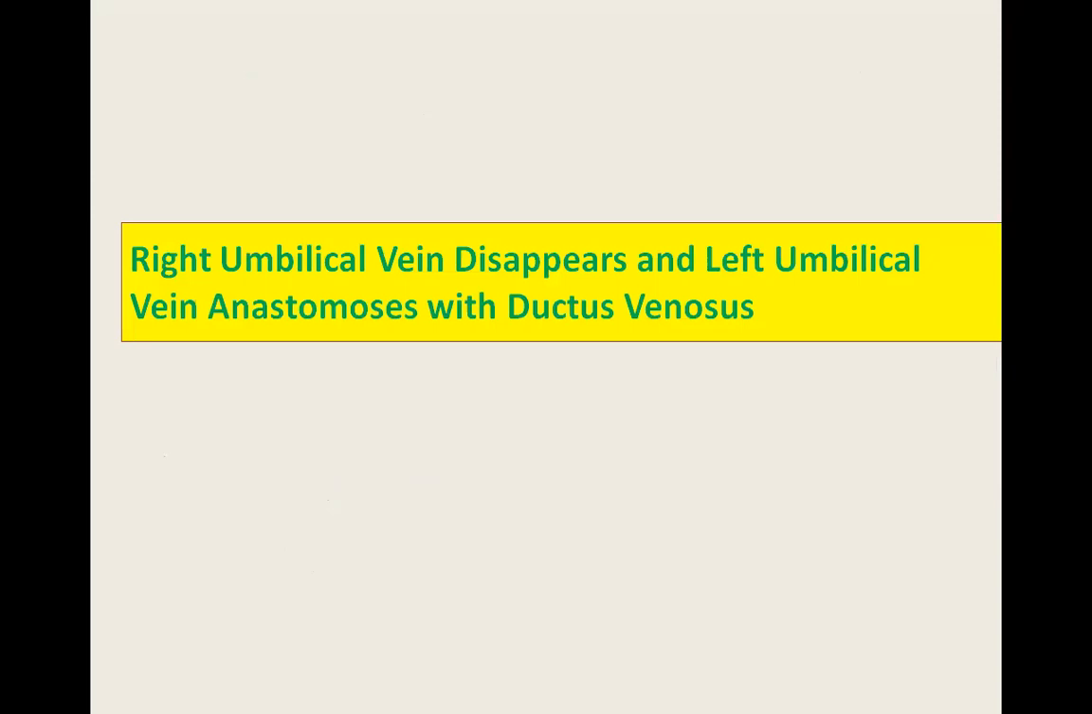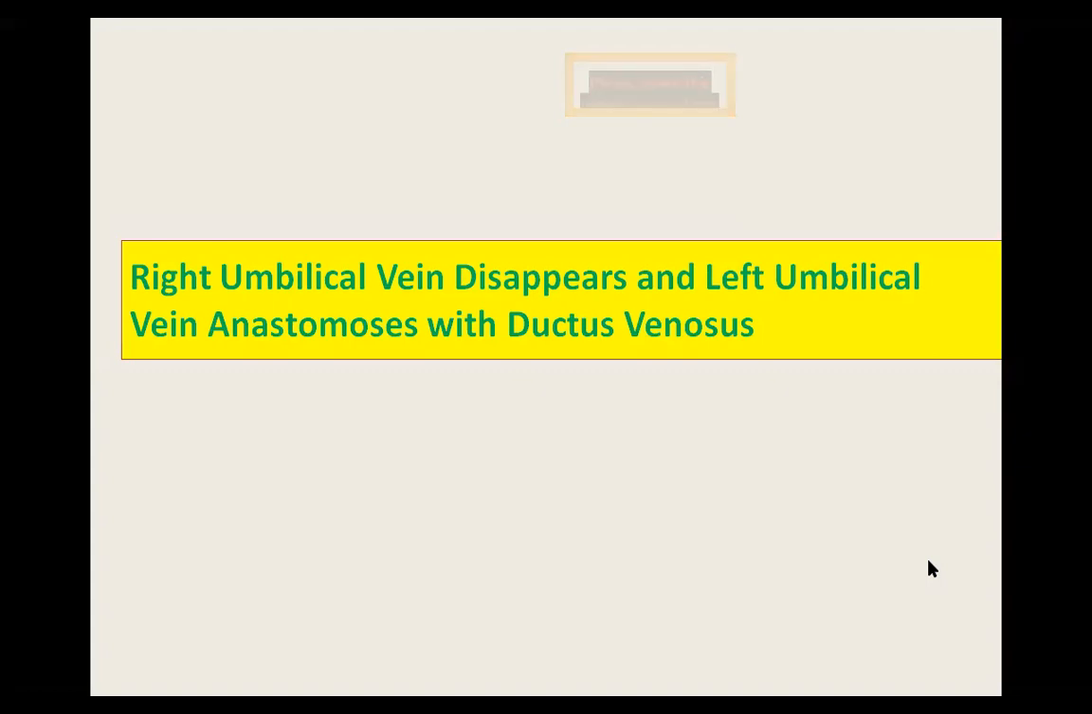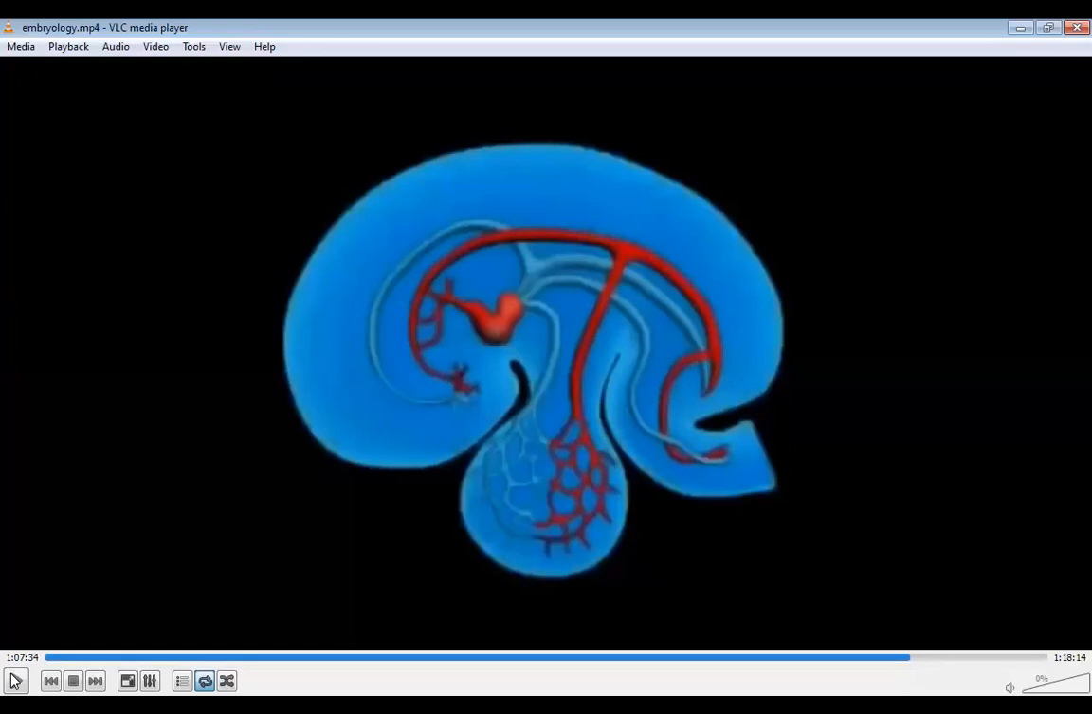Now the right umbilical vein disappears and the left umbilical vein anastomoses with the ductus venosus. Now you will see a video regarding the development of this vitelline system of veins. The cardinal system will be explained later on.